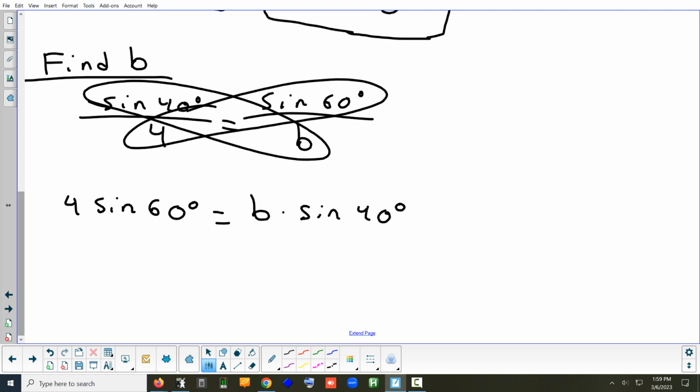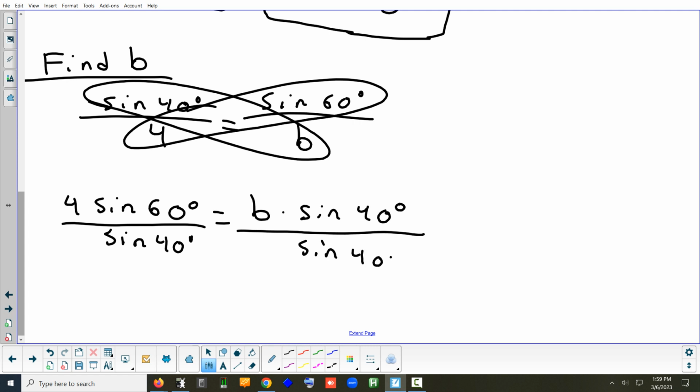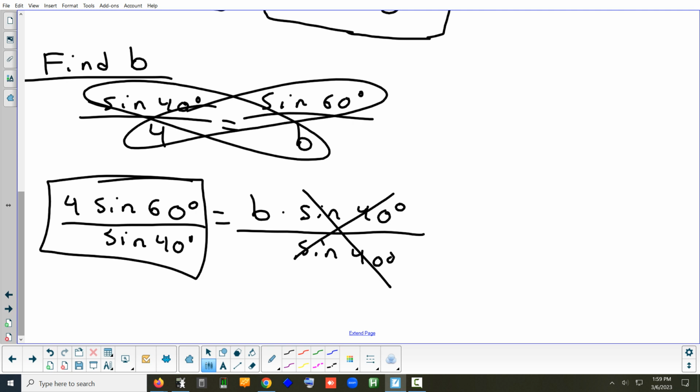And now the last step is just to get the b by itself. What would you do on both sides? Divide by sine of 40. Divide by sine 40, and divide by sine 40. And that's what we type in on the calculator: 4 sine 60 divided by sine 40. Now that's it. That's how you do it.